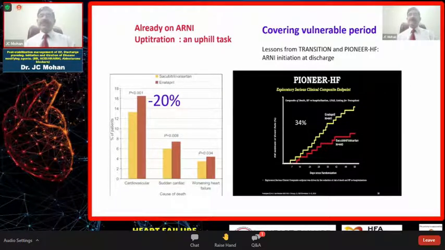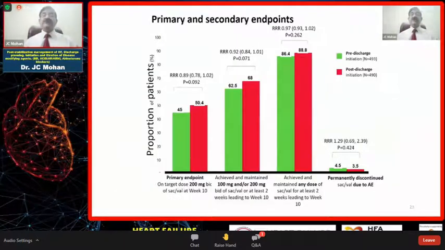And in PIONEER-HF, although the primary endpoint was NT-proBNP, which is a surrogate for better prognosis, even the secondary endpoints of death, hospitalization for heart failure, elevated use, and listing for transplant were reduced by nearly 34% by early initiation of ARNI. Early initiation of ARNI is possible in the vast majority of patients, as shown in the TRANSITION study.